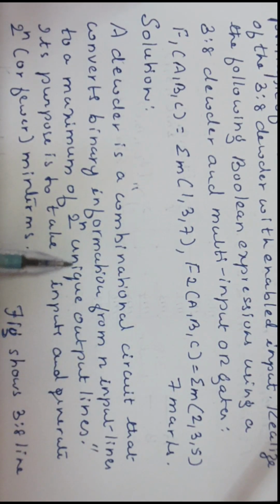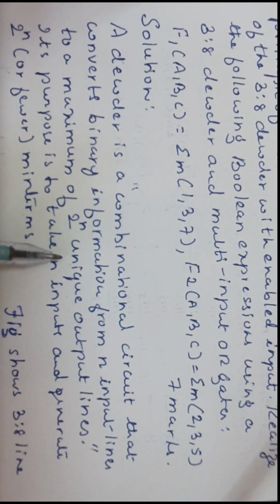Unique output lines means any one output line will be at logic high, and all remaining will be at logic 0. So that is what is unique. This is in case of active high. Only one line will be at logic 1.